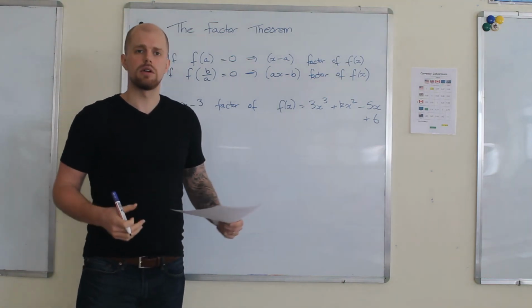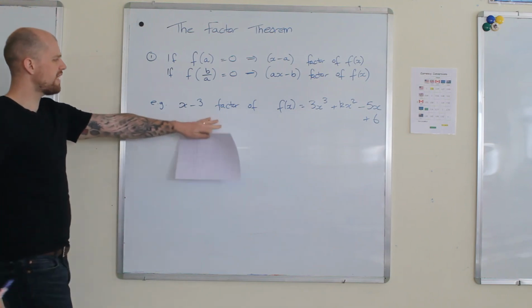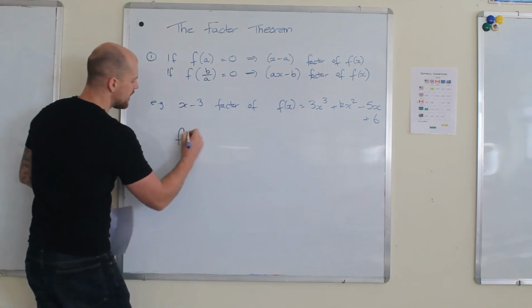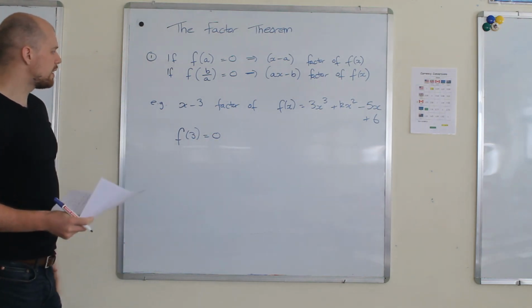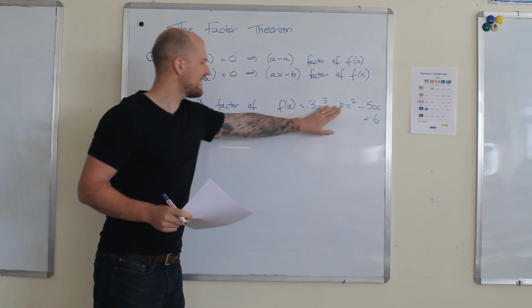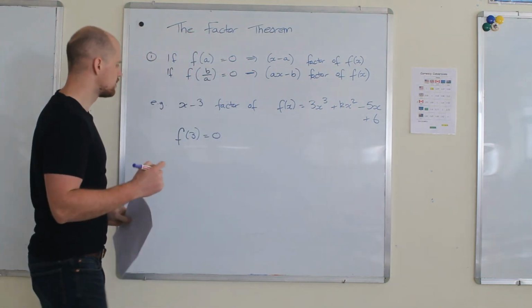Try and solve it now, okay? I'm going to go through it right now. X minus 3 is a factor, which means that f of 3 equals 0 by definition. So what I'm going to do is take 3 and put it into here, and I have, therefore, an equation that I can solve for k.